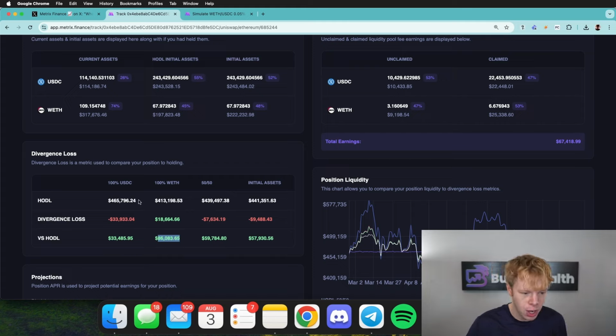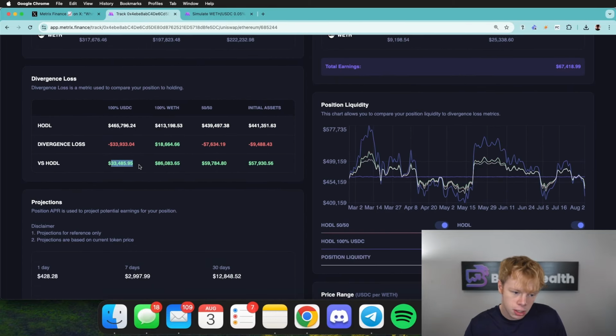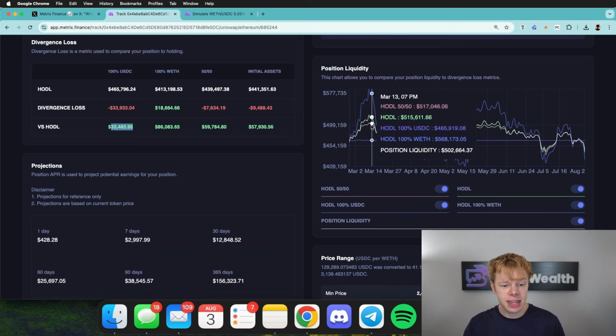And then of course, last but not least, they're at a profit on this one as well. Compared to if they were to just hold all their money in USDC, it would be 465,000 USDC that they would have today. And the divergence loss compared to that metric is the highest. It's $34,000 because the price has gone down, but they are still beating that metric because they have this $67,000 in earnings, which is $33,000 profit against that metric. That is really, really good.